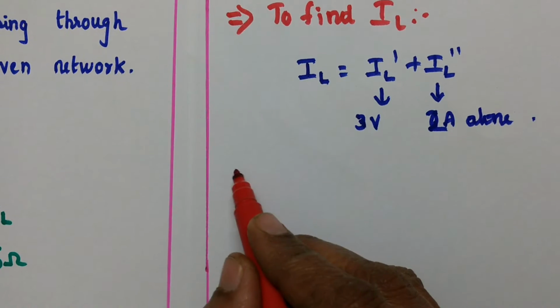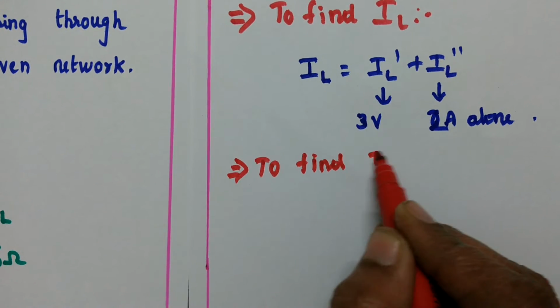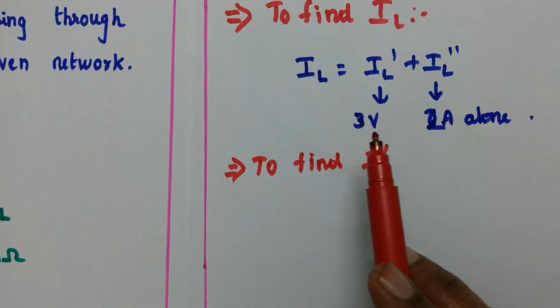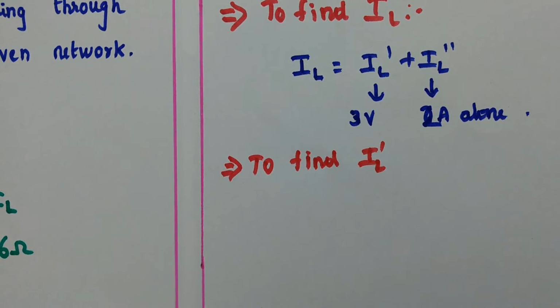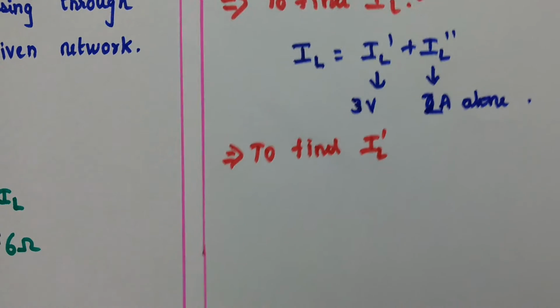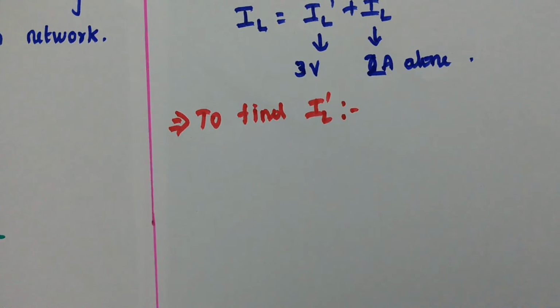So first, to find IL dash, the response due to 3 volt alone. We are applying only the 3 volt. The 2 amps is open circuited. The current source should be open circuited and the voltage source should be short circuited to find the response. So let me draw the circuit for that.